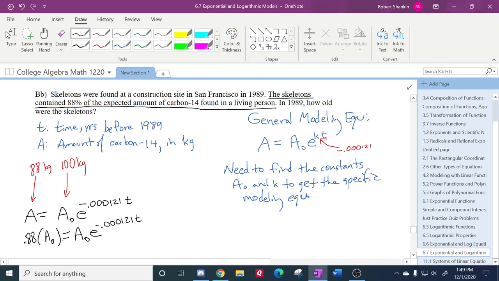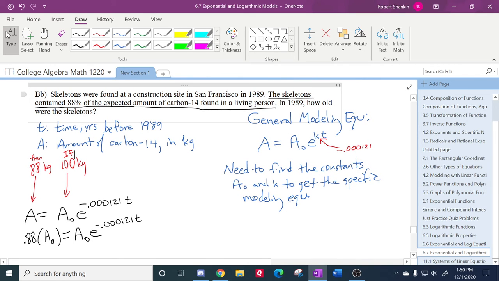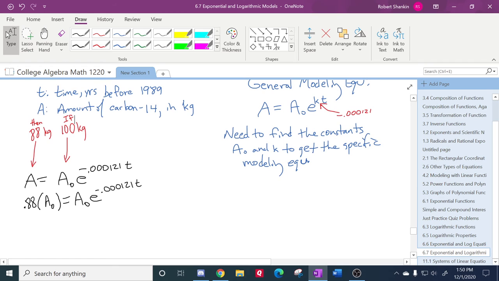All right. So if this was 100, then this would be 88. Whatever the A0 is, if it was 100, times 0.88 would give me the 88 kilograms that I would need over here. So this 88% of the expected amount gives us this. Now, here's the crazy thing: we never know what A0 is.